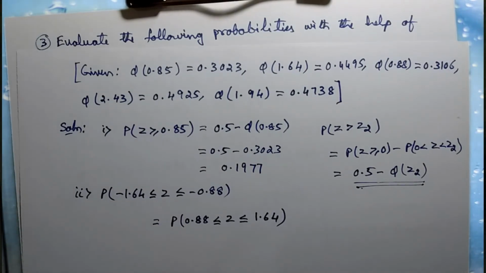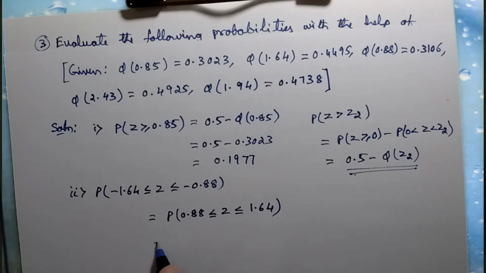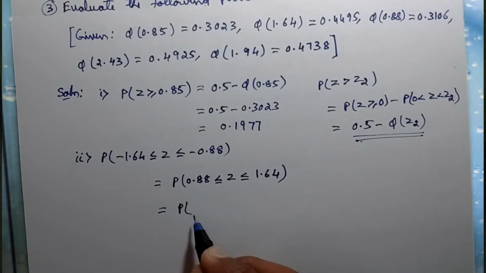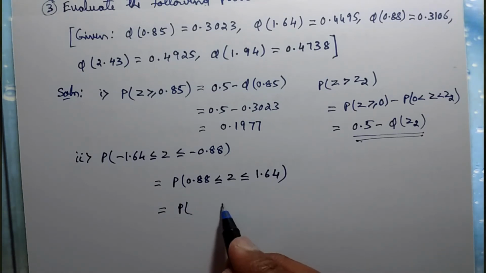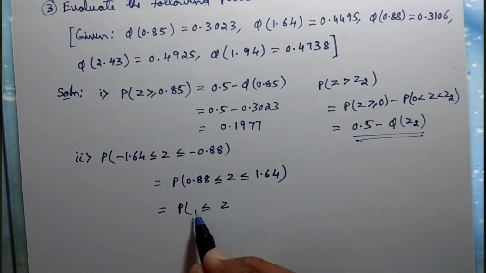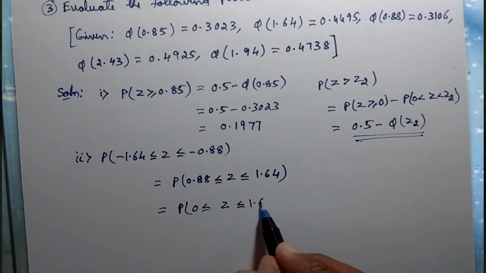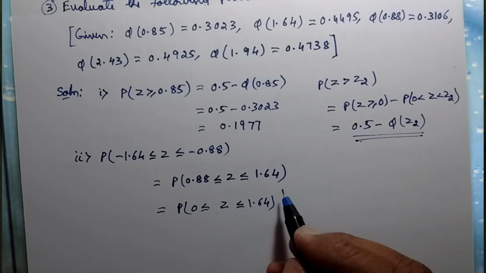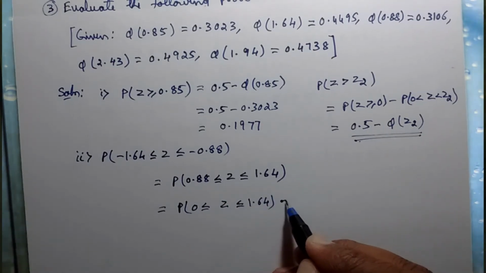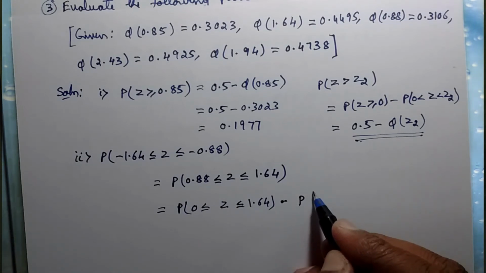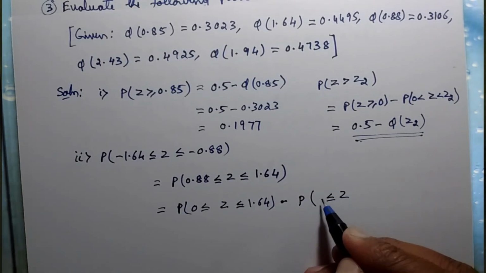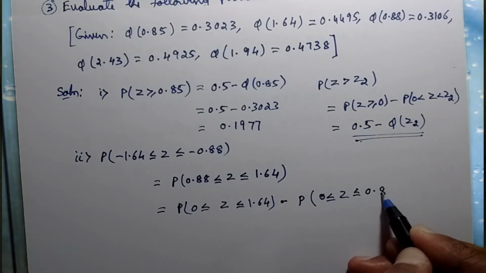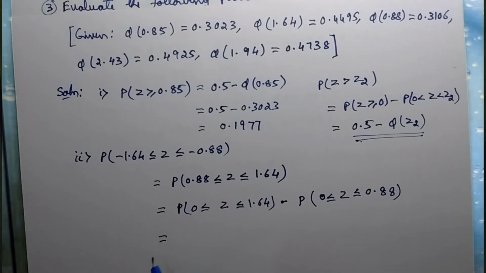So this can be further written in the form of the probability of z lying between 0 to 1.64, and because I have already taken from 0 to 1.64, I have to subtract the given value: minus the probability when the value of z lies between 0 to 0.88. This is the value that I am writing.